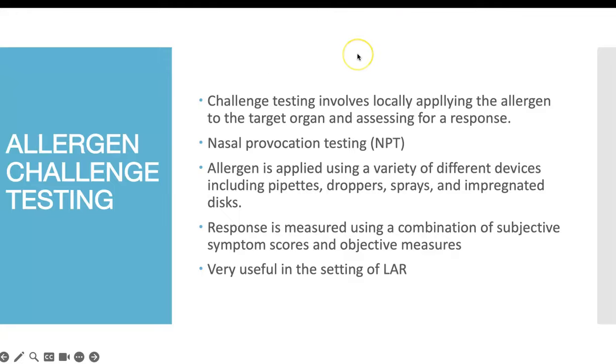So challenge testing basically involves locally applying the allergen to the target organ and assessing for the response. For example, nasal provocation test, that is used for diagnosis of allergic rhinitis. So here the allergen is applied using a variety of different devices, including pipettes, droppers, sprays, or impregnated discs. Okay, like in SPT we are using a lancet. Fine. So the response is measured using a combination of subjective symptom scores and objective measures such as acoustic rhinometry, rhinomanometry, peak inspiratory flow, etc.